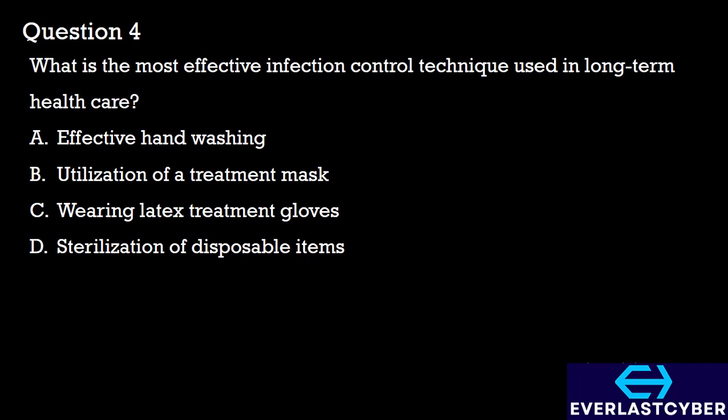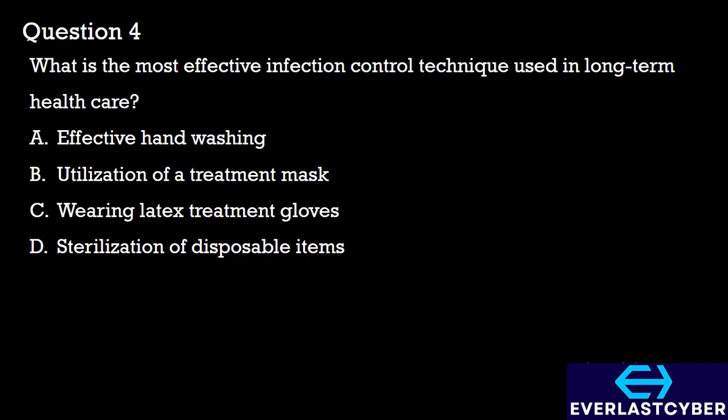Effective hand washing is considered the most important and effective infection control technique in long-term healthcare facilities because proper hand hygiene helps to prevent the spread of infections by removing bacteria, viruses, and other pathogens from the hands. And these are the most common means of transmission in healthcare environments. In option B, while wearing a mask can prevent the spread of certain respiratory infections, it is not as effective as hand washing for controlling the spread of infections in the healthcare facility.